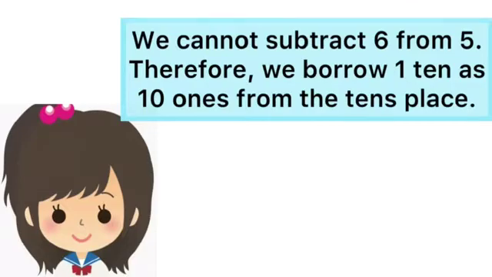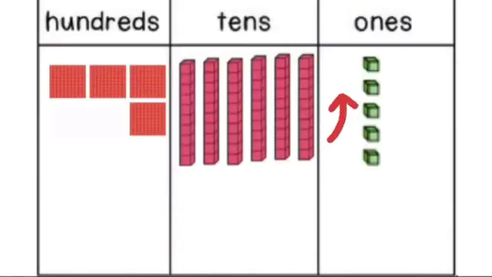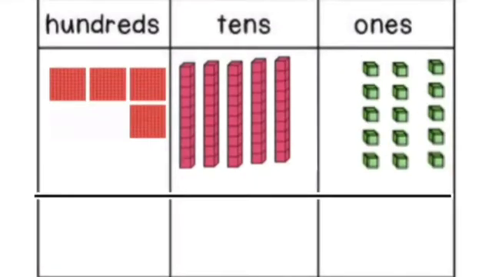Therefore, we borrow 1 ten as 10 ones from the tens place. And it will become 15 ones. Now subtract 6 from 15 ones. 1, 2, 3, 4, 5 and 6. We subtract 6 ones from 15 ones. Now count the remaining blocks, that is 1, 2, 3, 4, 5, 6, 7, 8 and 9. And it will become 9.